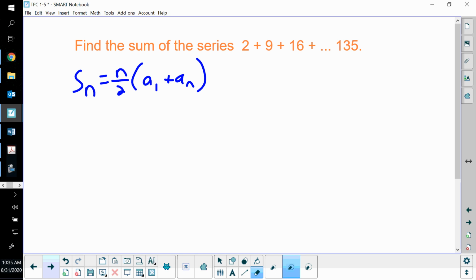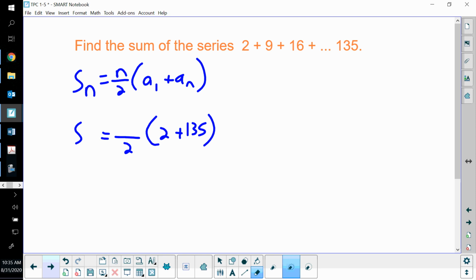Well, notice they don't tell us how many terms the series is. So that's the mystery we have in this case. We don't know the n. So we've got to figure out what S is. We don't know what n is. It's n over 2. We know the first term is 2, and the last term, the an, is 135.